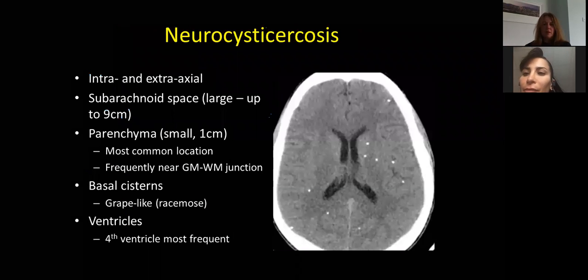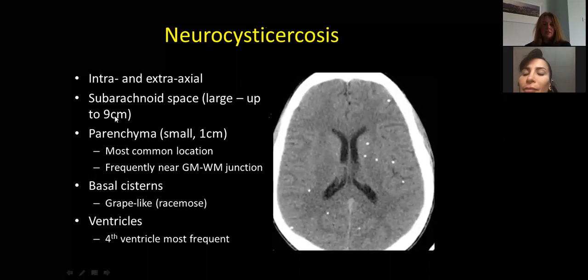But yeah, this disease can produce intraaxial infection as well as extraaxial infection. So don't be caught out thinking, oh, it's only the brain parenchyma, it can't be neurocysticercosis. If you have infection in the subarachnoid space, they can be absolutely massive.